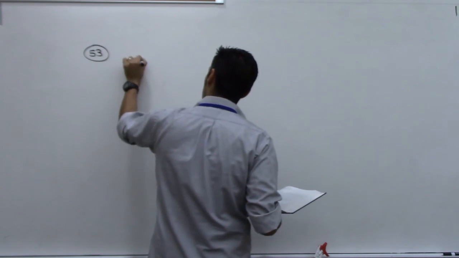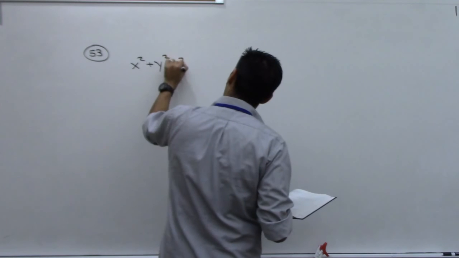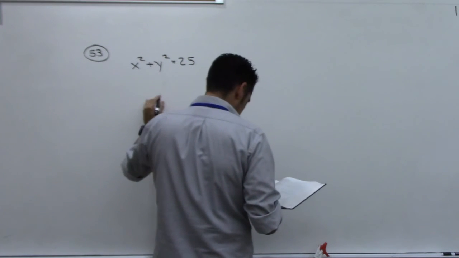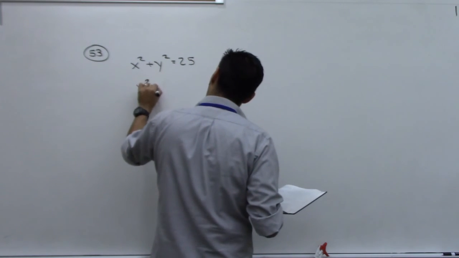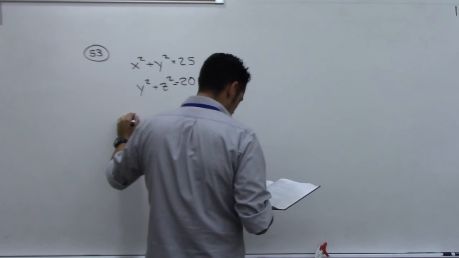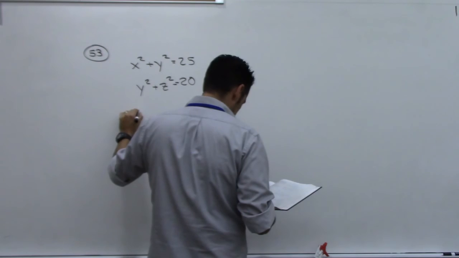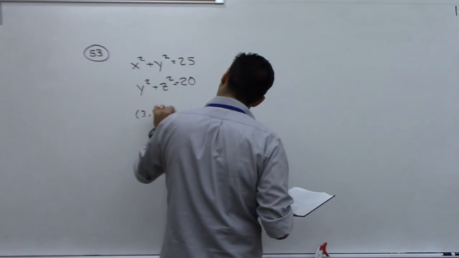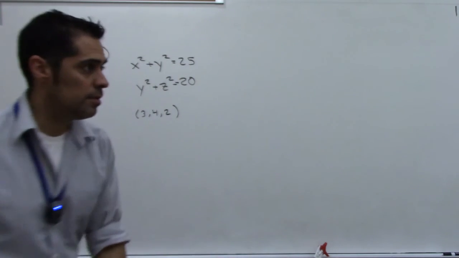Find a vector equation of a tangent line to the curve of intersection of these cylinders. So you have two cylinders, that one, and then they give you a point. All right, so we have two cylinders.